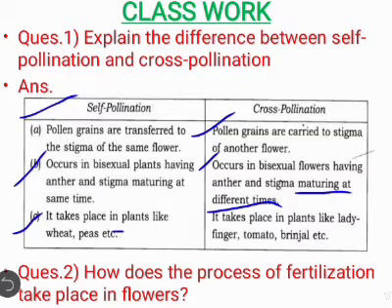Self-pollination takes place in plants like wheat, peas, etc. On the other hand, cross-pollination takes place in plants like ladyfinger, tomato, brinjal, etc.